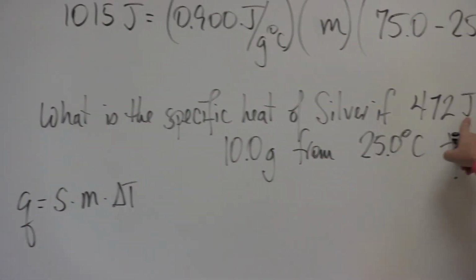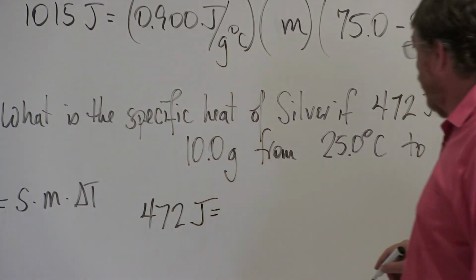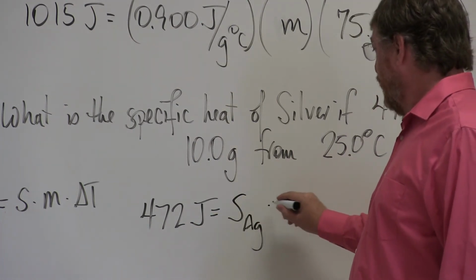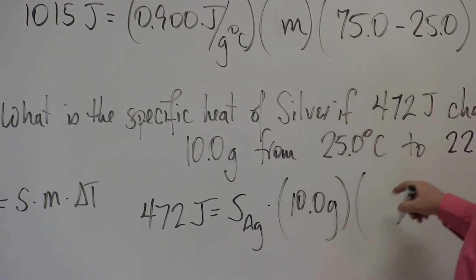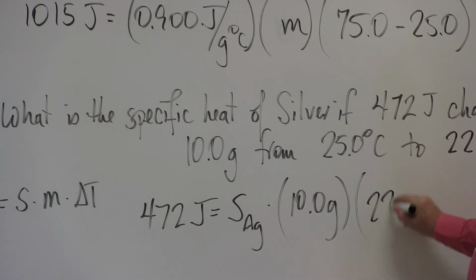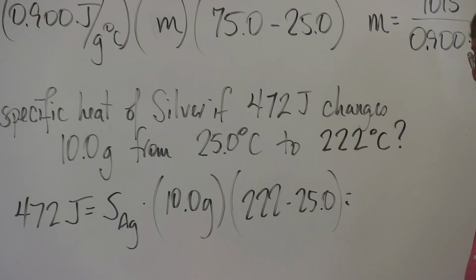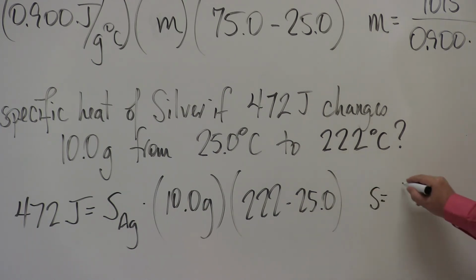We have 472 joules. So I'm going to have 472 joules is the heat. That's Q. Equals the specific heat of silver. That's our unknown. Times the mass, which is 10 grams, times the temperature change, final minus initial, 222 minus 25.0, that's going to equal, or we can rewrite that, and solve for the specific heat. So the specific heat is going to equal 0.240 joules per gram degree Celsius.